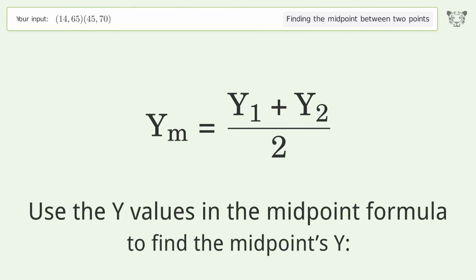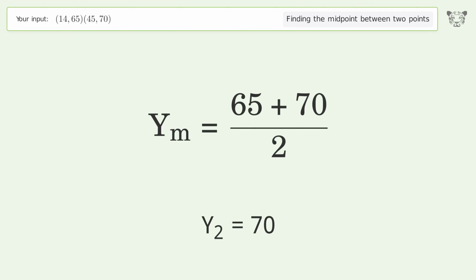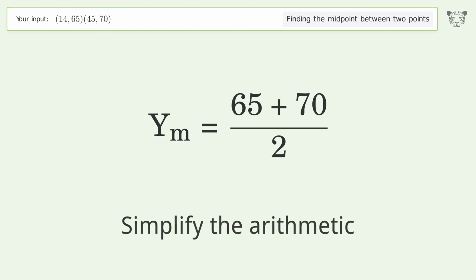Use the y values in the midpoint formula to find the midpoint's y. y1 equals 65. y2 equals 70. Simplify the arithmetic.